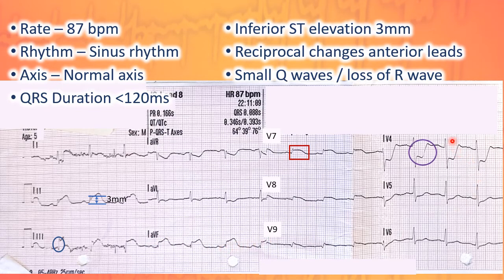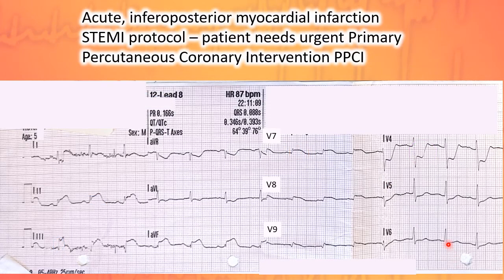And we can see extensive ST depression in V4. We obviously can't see V1, 2, 3, but this suggests extensive amount of ischemia going on together with the ST elevation in the infraposterior regions.